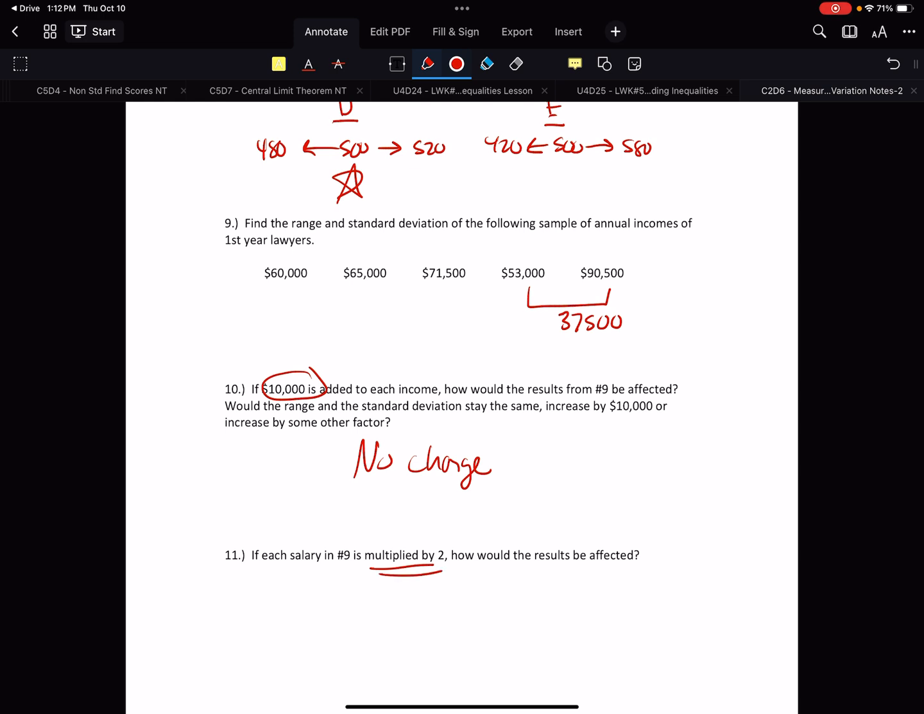But if everything was doubled, meaning that this became 106,000 and this became 181,000, now our spread, our range has gone up to 75,000. Our data is more spread out. The standard deviation doubles in this situation because we're getting more spread, we're getting more varied. So if you change the data and don't change the spread, the standard deviation won't change. But if the data becomes more spread out by doubling or cutting in half or whatnot, that will change our standard deviation.